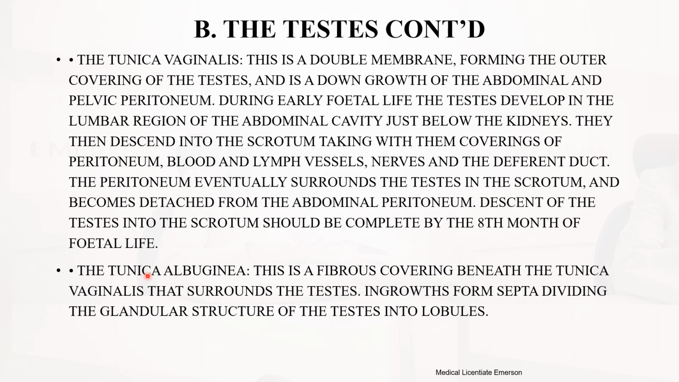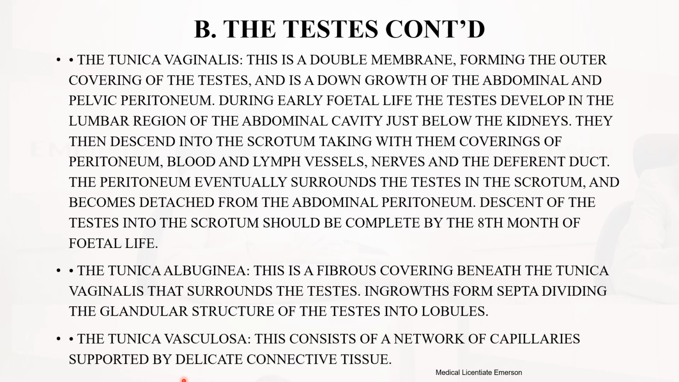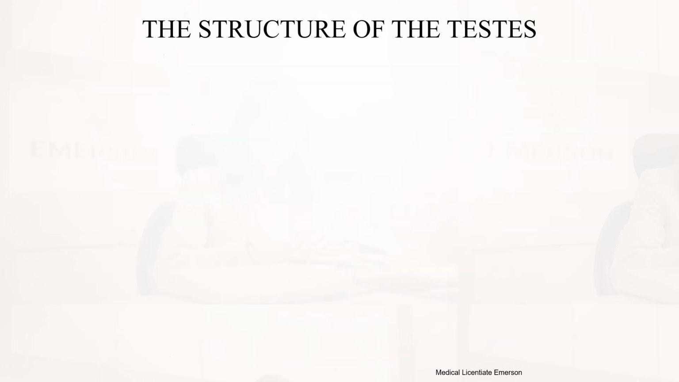Okay, then next is the tunica albuginea. So this is the fibrous covering beneath the tunica vaginalis that surrounds the testis. In growth form septa dividing the glandular structure of the testis into lobules. Then lastly, you have the tunica vasculosa, which consists of a network of capillaries supported by delicate connective tissue. So these are the three layers of tissue that surround them.